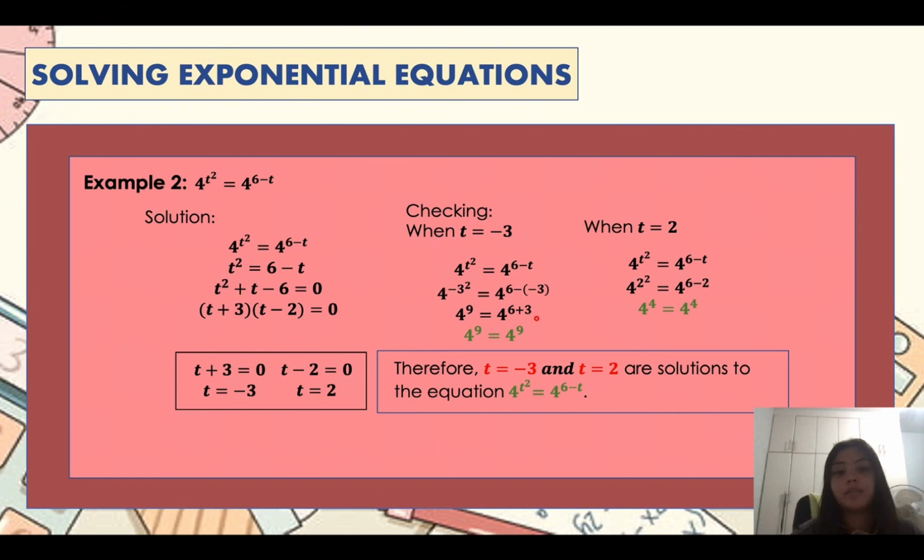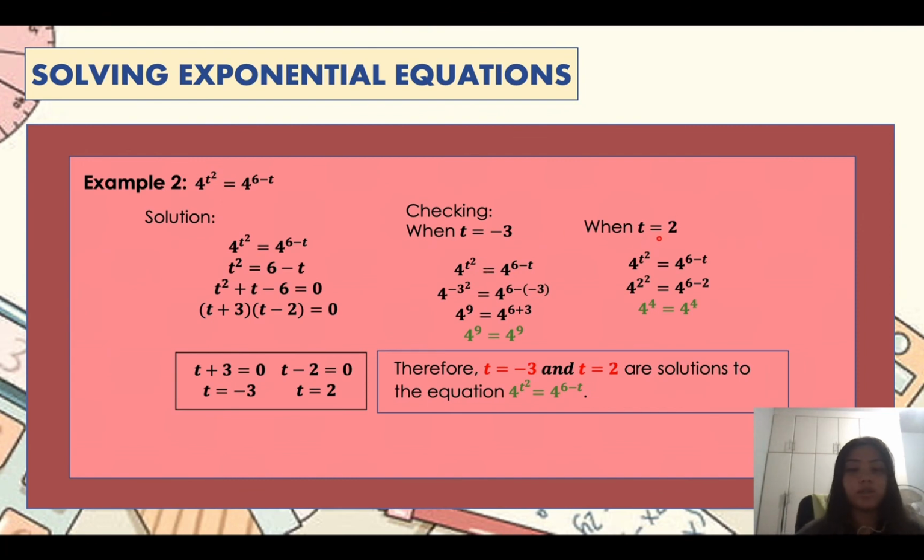So we have 6 plus 3. Upon further simplifying this one, we get 4 to the power of 9 equals 4 to the power of 9, which is the same. So this one is a solution to this equation. But there's still one more.